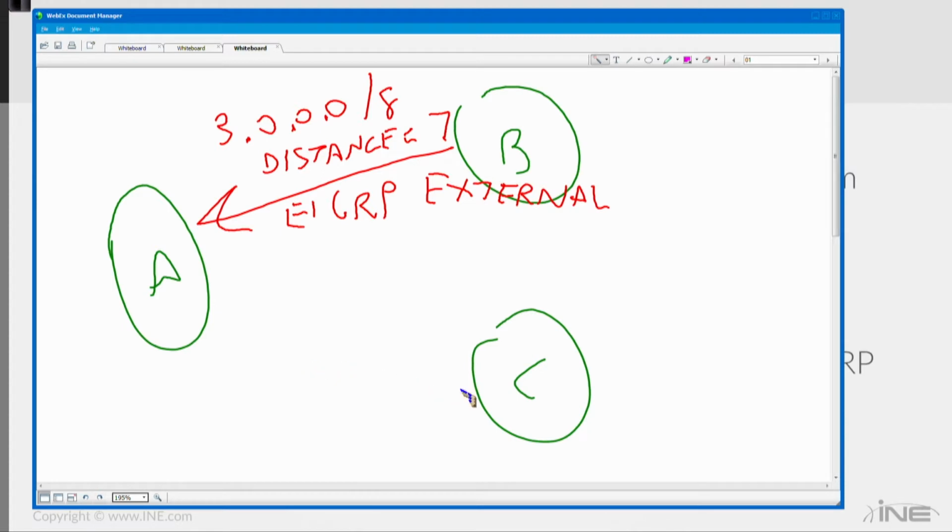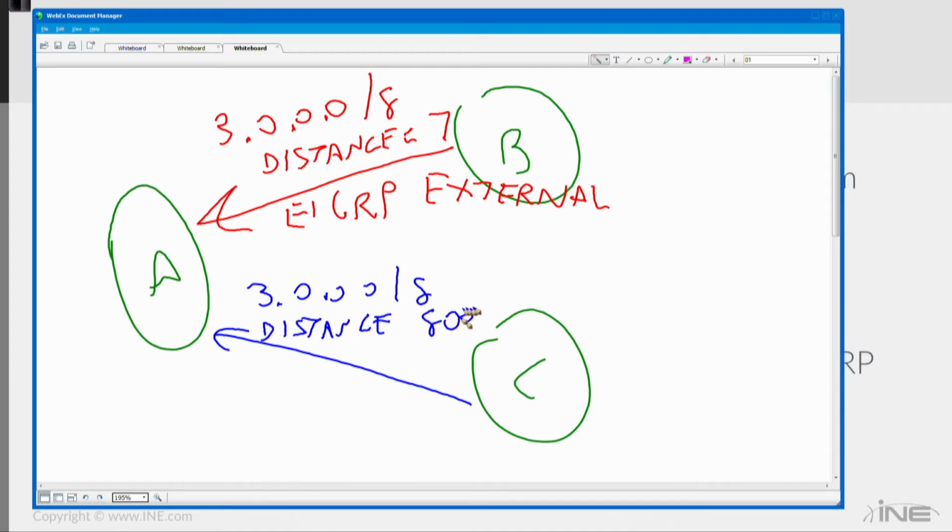And then router C sends that exact same route. This time the distance is much, much worse. The distance is 8,000, but it's an EIGRP internal route. Well, guess what? Router A is going to prefer the blue route because administrative distance is always the first thing that's used as a tiebreaker. Only if the administrative distance value is the same do we then look at the metric.